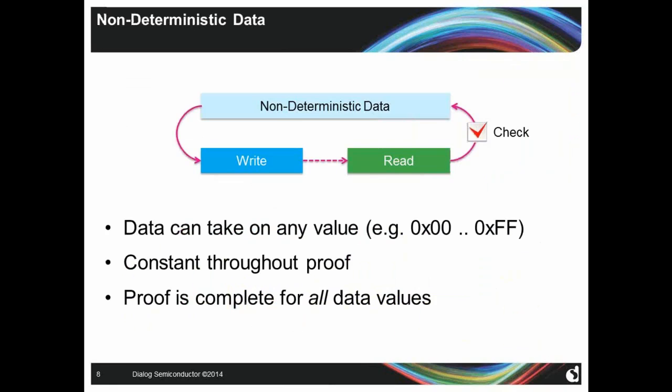Also, because we have a concept within formal proof of non-deterministic data, this can be used to give us a statement of fact around the checking of some of these register checks, to say that the checks are correct for all values of data, because this non-deterministic value can take on any value for a register. It's constant throughout the proof, so if you apply that to a write sequence, then sometime later we read back and check against this non-deterministic data. If the check says that the read back data is the same data, then we know the proof is correct for all values of data.